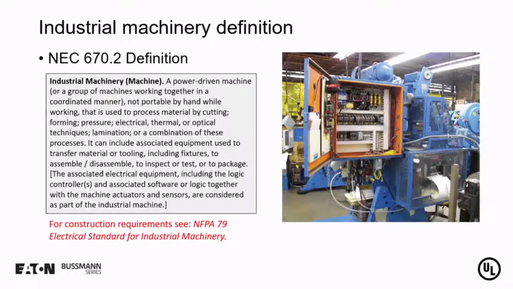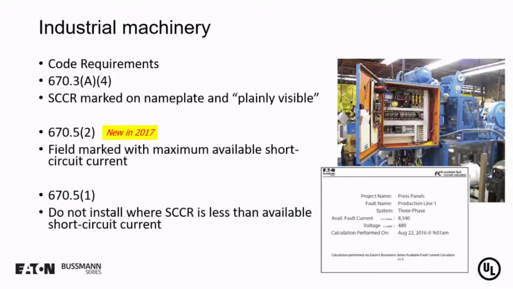While NFPA 79 covers all of the equipment downstream from the point of connection where the machine is electrically connected to the source of supply. But on the NEC side, there are requirements that cover the need for a short circuit current rating. And let's look at those. You can see that the requirements in NEC, which are related to short circuit, are shown on this slide.